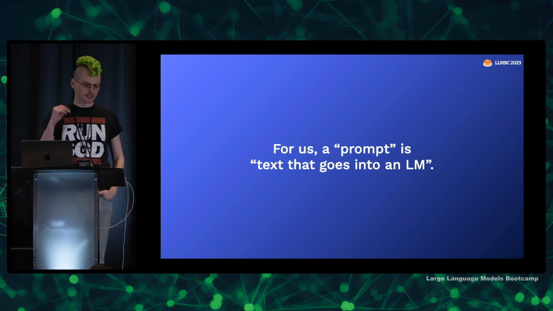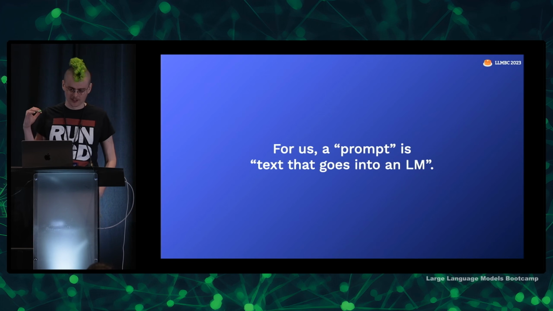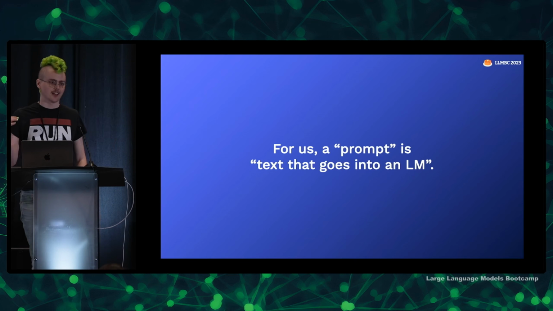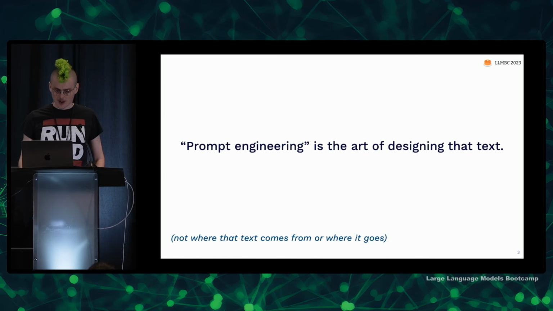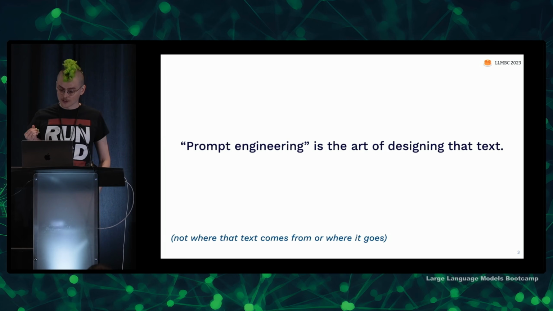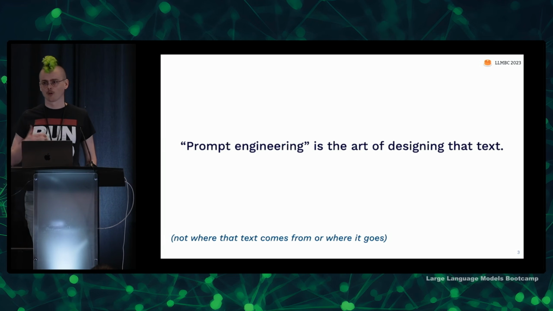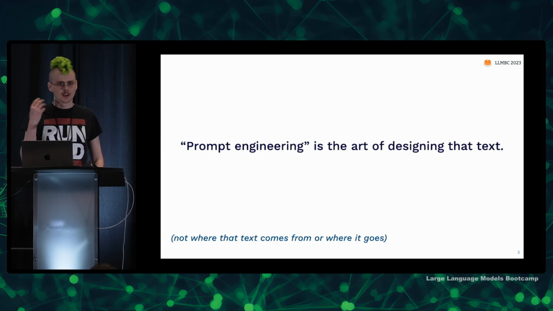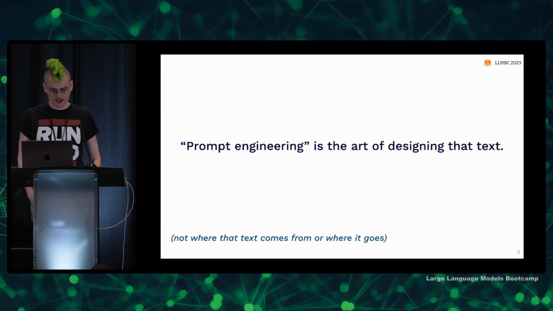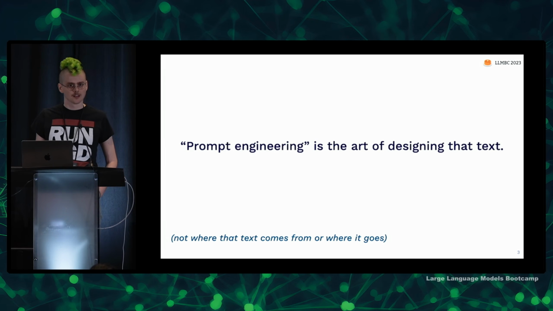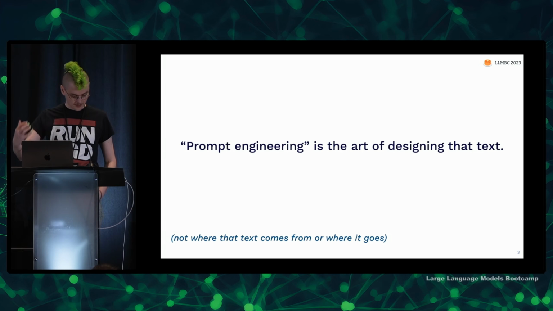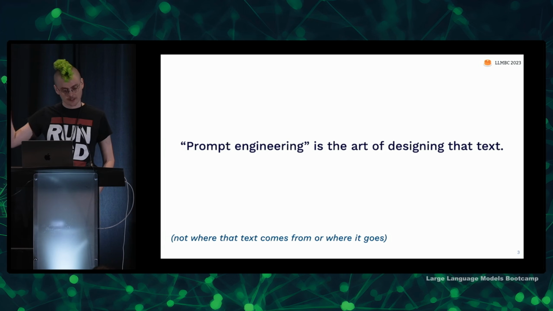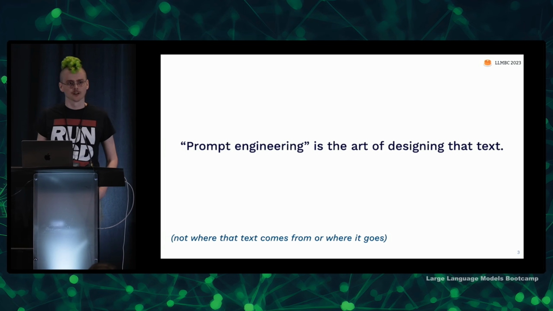The scope of this lecture is on how to adjust the text that goes into your language model to get the behavior that you want. Prompt engineering is the art of designing that text. So this is not where that text comes from or where it goes. It's not anything about the retrieval augmentation that I did in the morning. It's about things like writing "write a summary of this," or changing around the text that goes into that language model. We'll cover that latter part in the second lecture this afternoon.